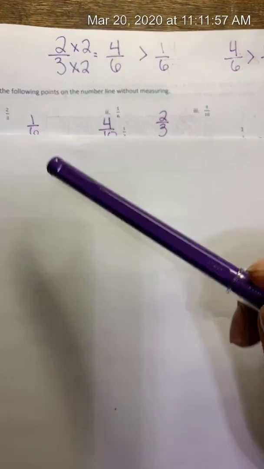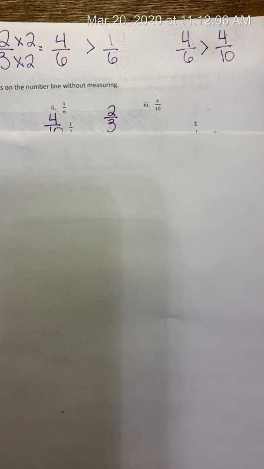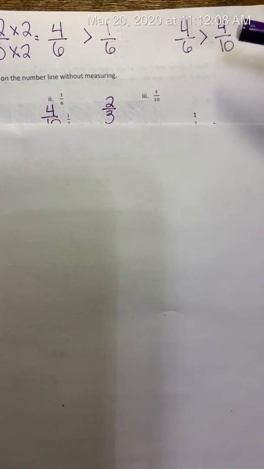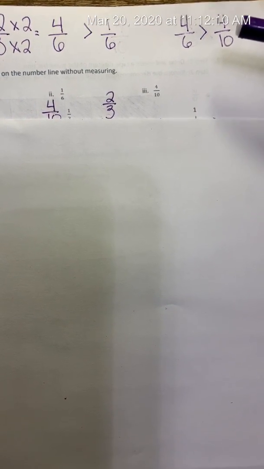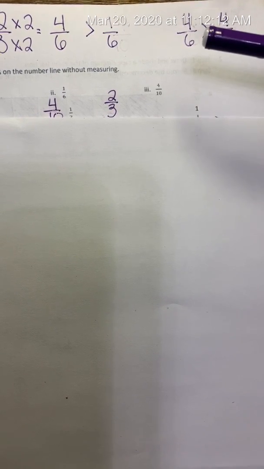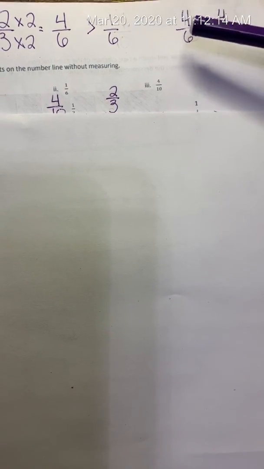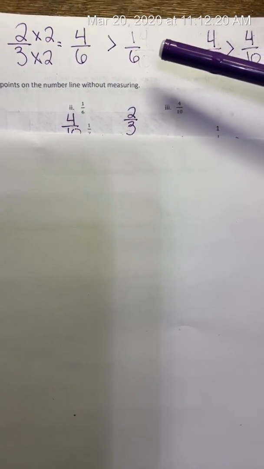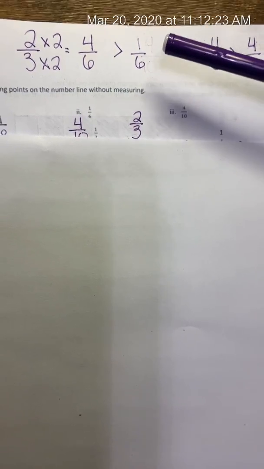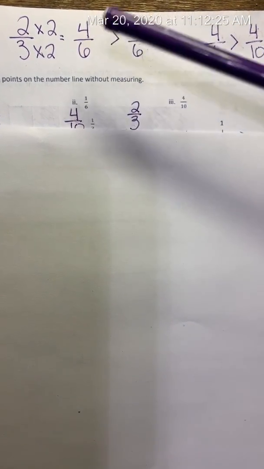If we're comparing 4/6, which is also 2/3, to 4/10, we know that whenever we have the same numerator and we're comparing two fractions, the smaller denominator is going to be the bigger fraction. So 4/6 is going to be greater than 4/10. Now, if we look back at this one, when we have the same denominator with two fractions, then the bigger numerator is going to be the bigger fraction.